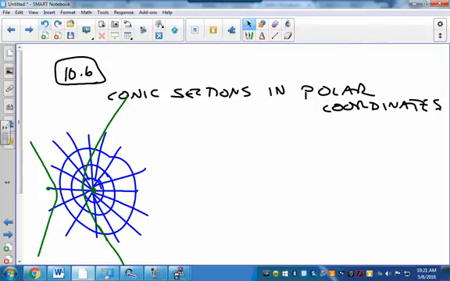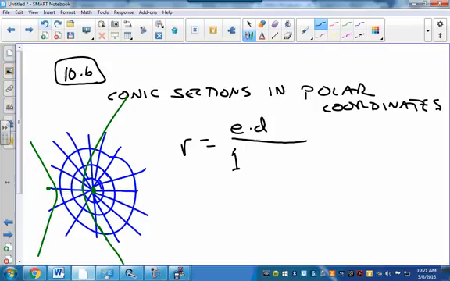Okay, now for all of these, they have a very special form. And let me just sort of give you the general idea. r is equal to e times d over 1, this is always a 1, plus or minus. Some of them have pluses, some of them have minuses. And this will be e. e is the eccentricity. I'll note that. e is eccentricity.